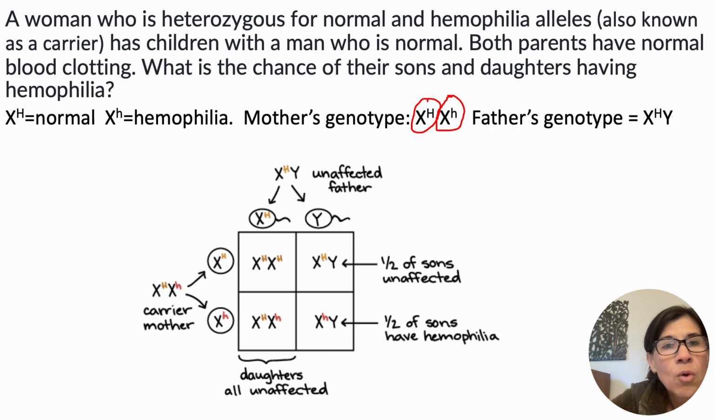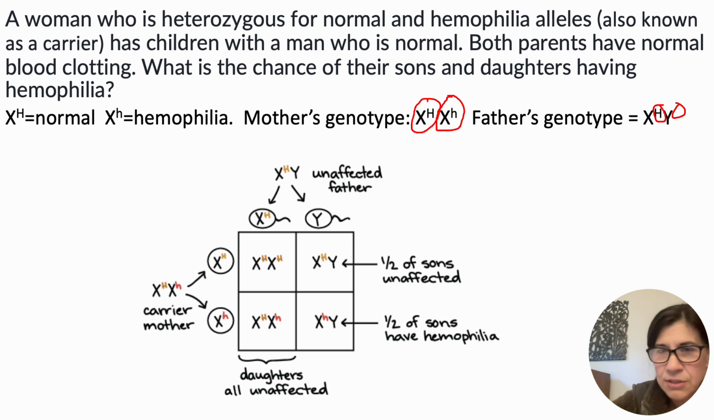She has children with a man who is normal. The man is not hemophiliac. The man is XY. He's normal, so we know the X has a big H. The Y doesn't carry this gene, because remember, the Y is really little, so you would have nothing. See, it's empty here on the Y. Now, the question is, what is the chance of their sons and daughters having hemophilia?